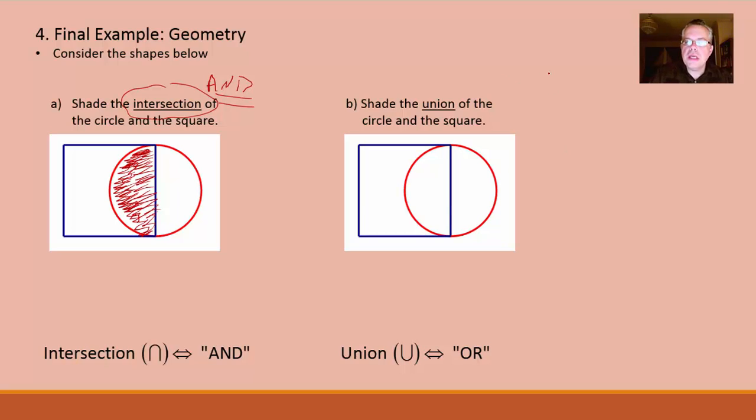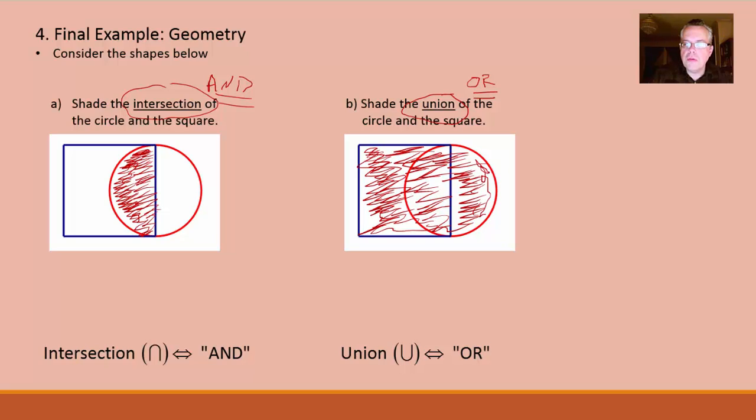This one says shade the union of the circle and the square. It's like if we combine their areas. This is "or." So we want to shade anything that's in the square or in the circle or in both. So we see we kind of just combined. It's everything inside these two shapes. So here we have it. Intersection, or "and," is what they both have in common. When we take the union, that goes with the word "or," it's everything that's in one set or the other or both. Okay, let's see if we got that.